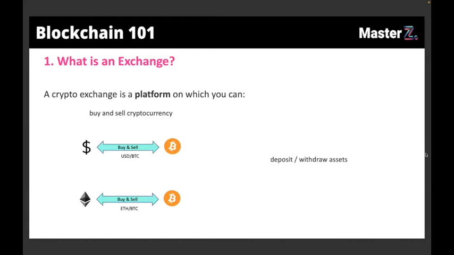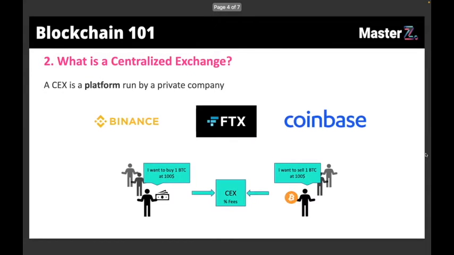We can go to the second slide and deep dive into what a centralized exchange is. As I said before, it's a platform where we can buy or sell cryptocurrencies. But in this case, when it's centralized, it's run by a private company. Here I've written the three biggest names today of exchanges: Binance, FTX, and Coinbase. As I said, they're run by a private company, so they have offices around the world and everything. And they have a team that is paid and works on making everything go smoothly.